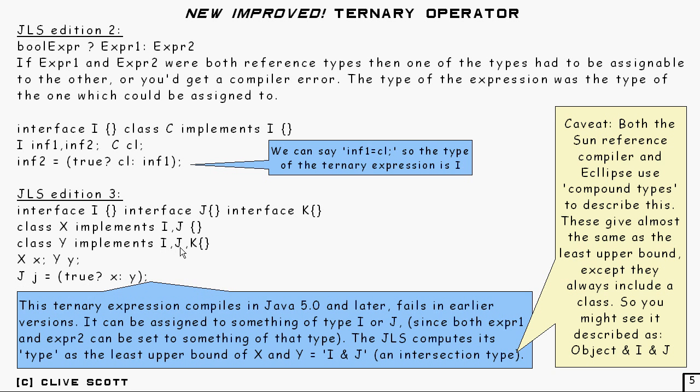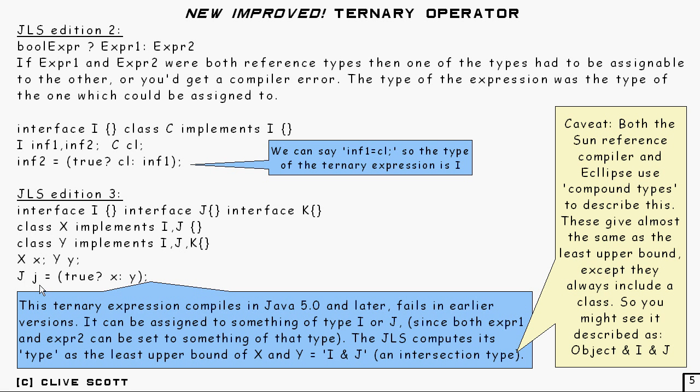So it doesn't seem unreasonable that you could assign whatever the result of that expression was to something of type J, because it doesn't matter which of these end up getting chosen. They can both be cast to something of type J. So it's not an unreasonable thing to do. However, you'll notice that something of type X is not assignment compatible to something of type Y, because this class could have all sorts of fields and stuff in it that's not in this class, and vice versa. So these are not assignment compatible at all. But of course, they both implement I and J, so it's not unreasonable that you could do this.